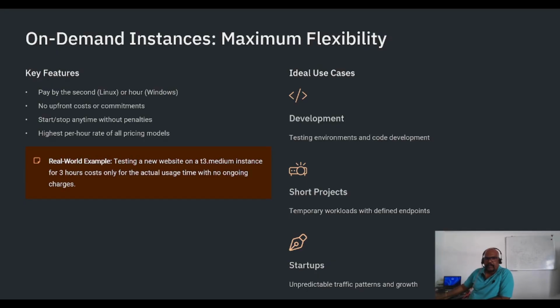For example, a real world example: if you want to test a new website on a T3 medium instance for 3 hours, you pay only for actual usage time, with no ongoing charges. So if you want to test a particular application for a certain time period, we can go for it without any disturbance. Okay.